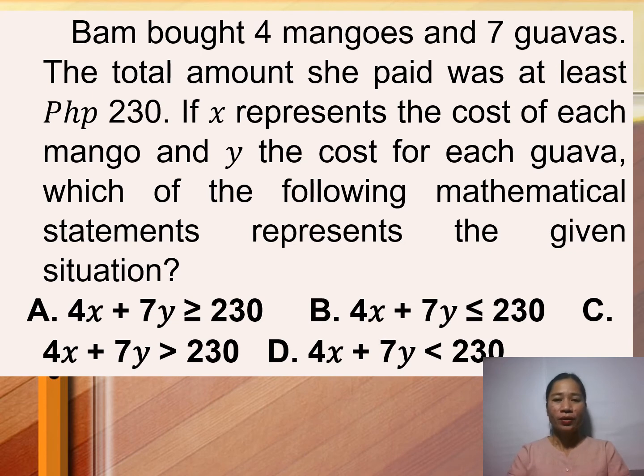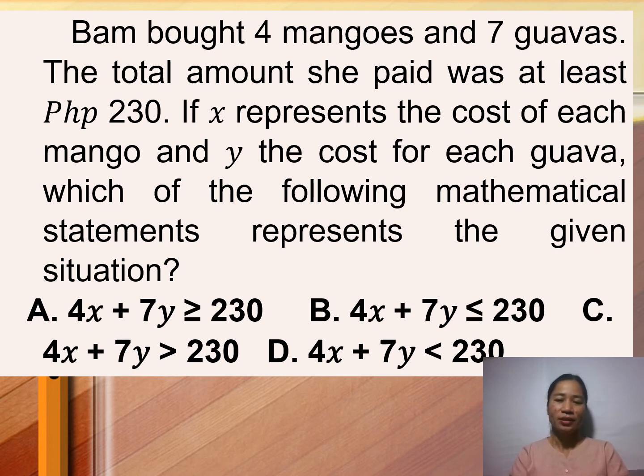Mam bought 4 mangoes and 7 guavas. The total amount she paid was at least 230 Philippine pesos. If x represents the cost of each mango and y the cost for each guava, which of the following mathematical statements represents the given situation? Okay? So we have here, ano ang clue natin? She paid was at least. So we have here the word at least.